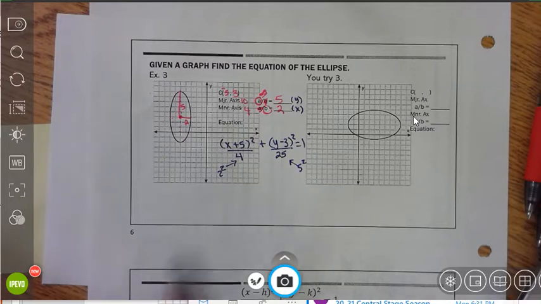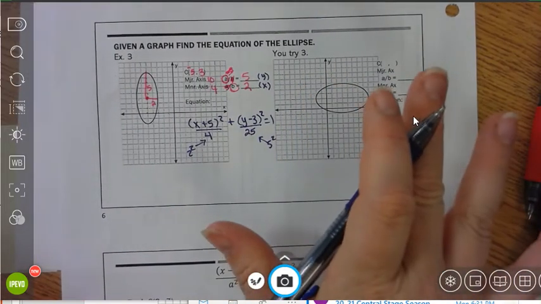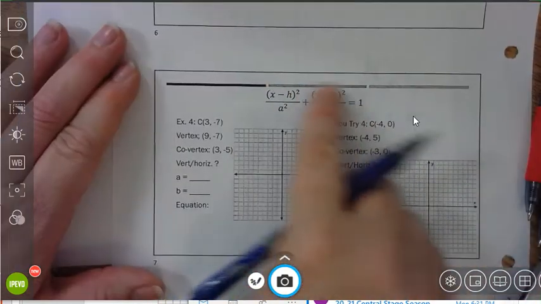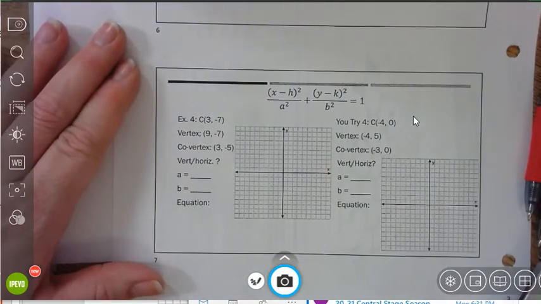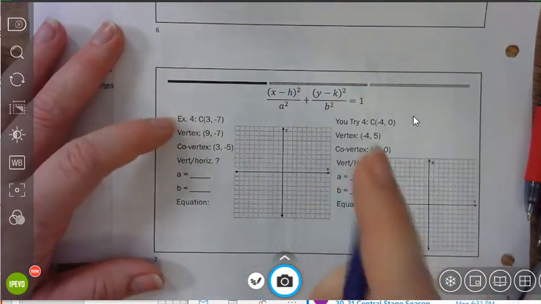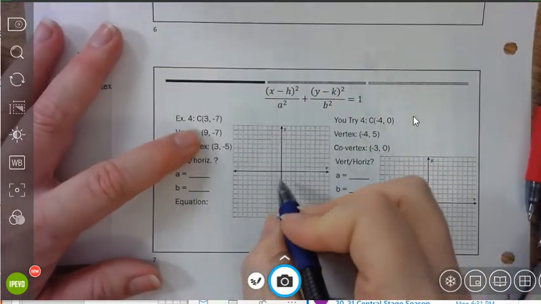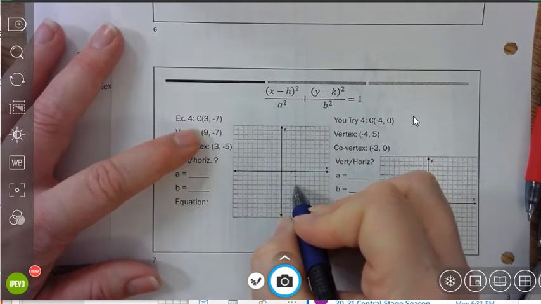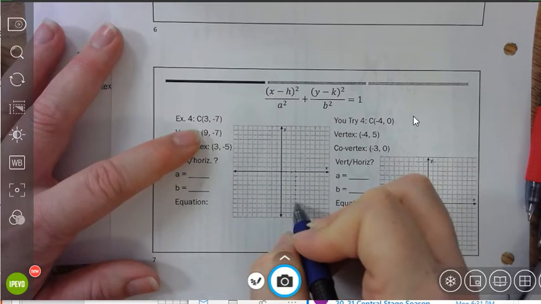Voila. It didn't ask me about the foci, so I don't have to state them. Looking at this one, I kept this at the top because when I do them in class, it's kind of nice to refer back to my equation. So that's all that is. Now what you can do is you can go 1, 2, 3, 1, 2, 3, 4, 5, 6, 7.